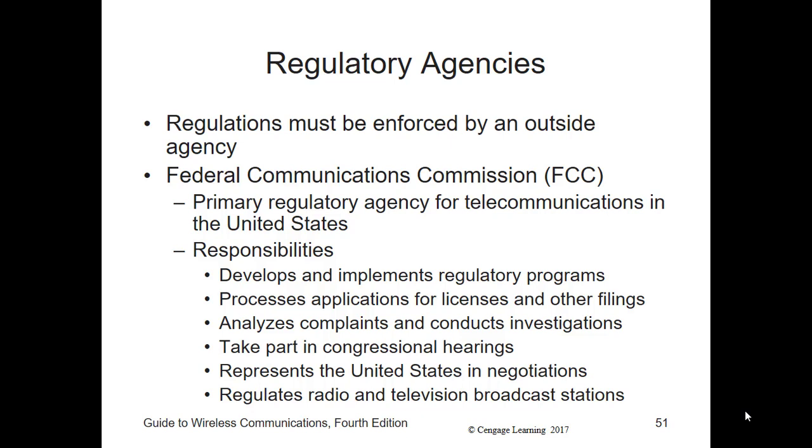Almost all countries have a national organization that functions as a regulatory agency to enforce telecommunications policies.